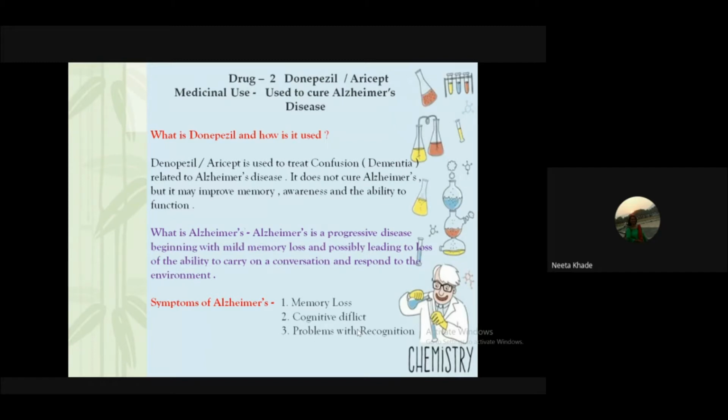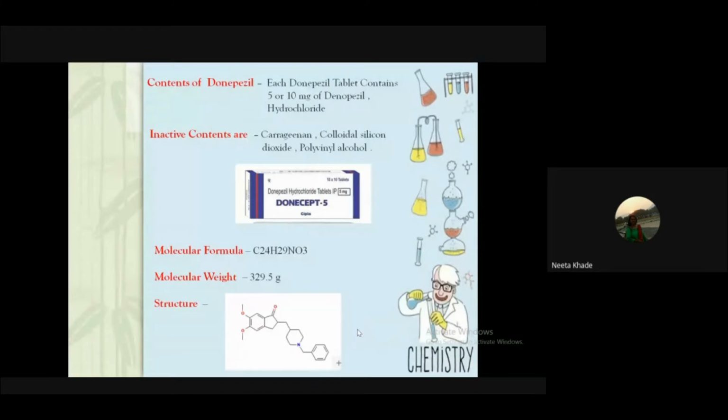Now, let's see what exactly Alzheimer's is. Alzheimer's is a progressive disease beginning with mild memory loss and possibly leading to loss of the ability to carry on a conversation and respond to the environment. The patient is unable to do daily routine things and forgets the things he has to perform daily. Now let's talk about the Alzheimer's symptoms. Memory loss is the most common symptom, along with cognitive deficit and problems with recognition. The person is unable to recognize even himself, or his family and friends.